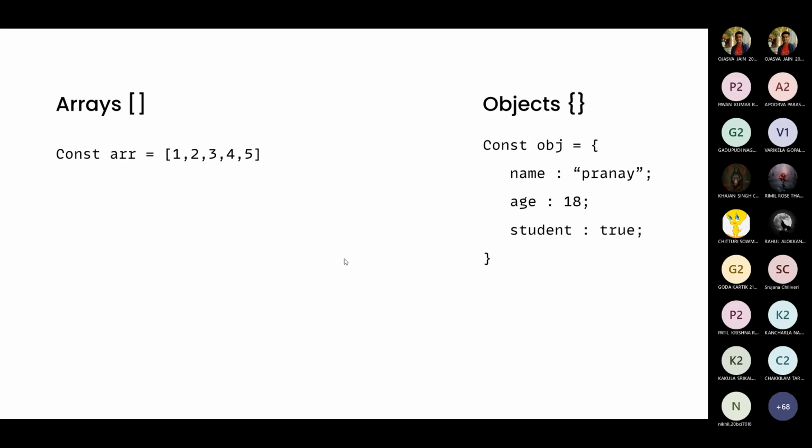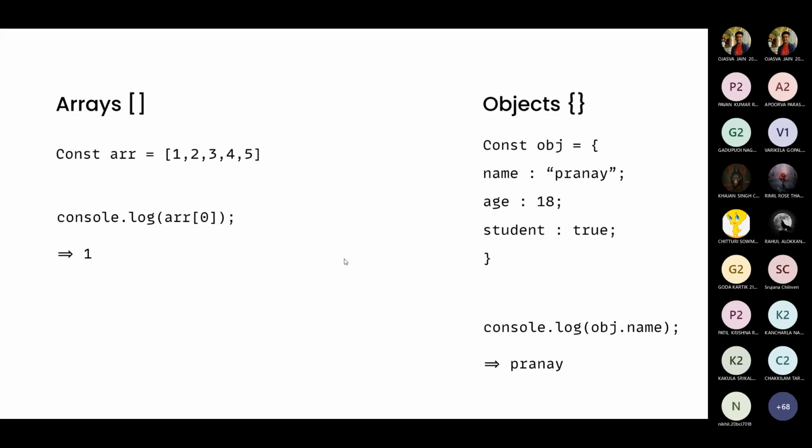Object declaration starts with curly braces, and inside them there will be pairs of key and value. Observe clearly: name is a key, and Pranay is a value. The next one, age is a key, and 18 is a value. An object is nothing but a key value pair combination. In languages like Java there are concepts called dictionaries, in C there are structures, and in Python there are dictionaries. You can relate this concept to those if you know the languages. If not, it's just a key value pair.